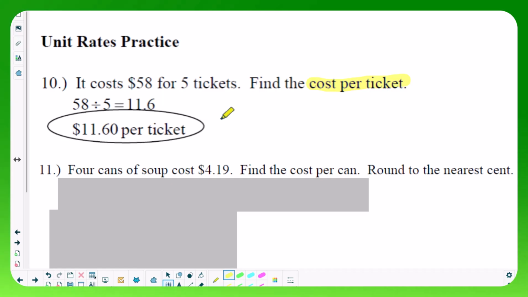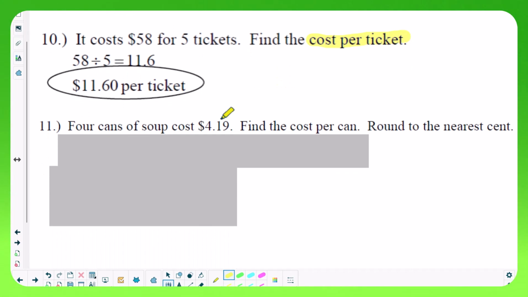Now again, labels are really important here. So we can represent that, since this is the cost per ticket, as $11.60 per ticket. All right, let's look at a really similar problem here. Number 11. 4 cans of soup cost $4.19. Find the cost per can. Round to the nearest cent.